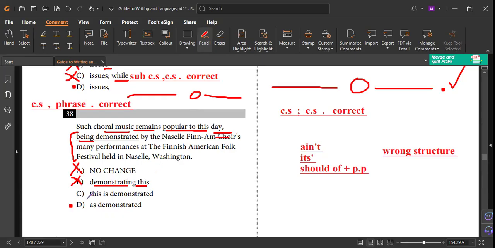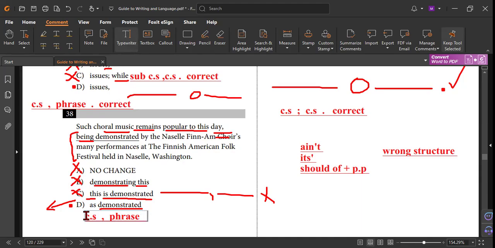Let's see, it's a comma splice. This is the subject and "is demonstrated" the verb. Complete, complete, wrong. So C is wrong. So letter D. Why is D correct? He said "as demonstrated." Demonstrated, it's a phrase. So letter D is like that. Complete sentence, comma, phrase, full stop. Correct.